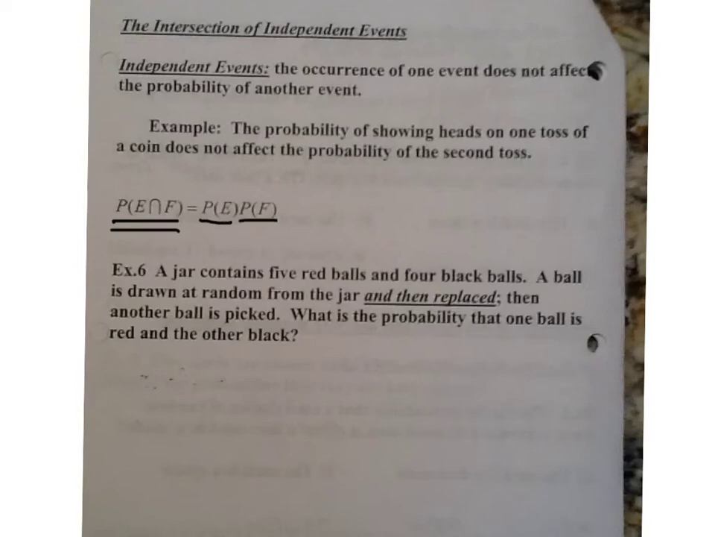Okay, so let's look at example 6 here. A jar contains 5 red balls and 4 black ones. A ball is drawn at random from the jar, and then it's replaced back in, so it's not going to affect the next pull of the ball out of the jar. Then another ball is picked. What's the probability that one is red and the other black? This is an AND statement because you're putting it back in, and they don't affect each other. So the first one, red, 5 out of 9 total. It's an intersection of events, so multiplication, 4 out of 9 for the black. So we're getting 20 out of 81.